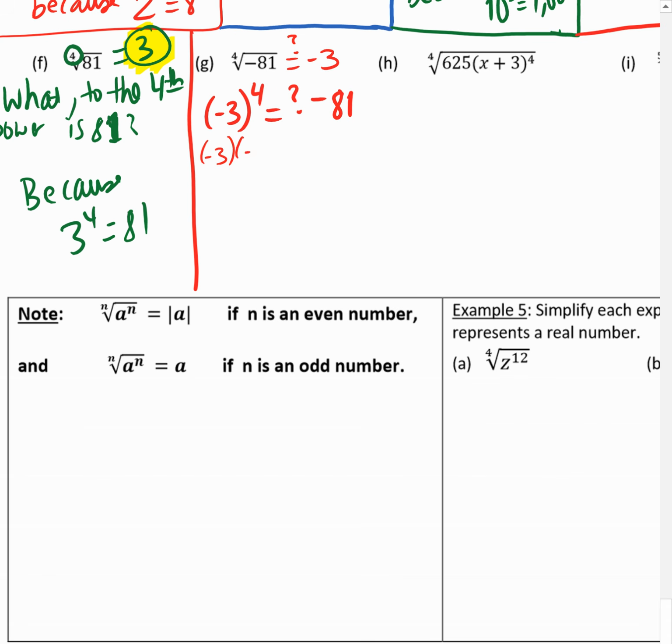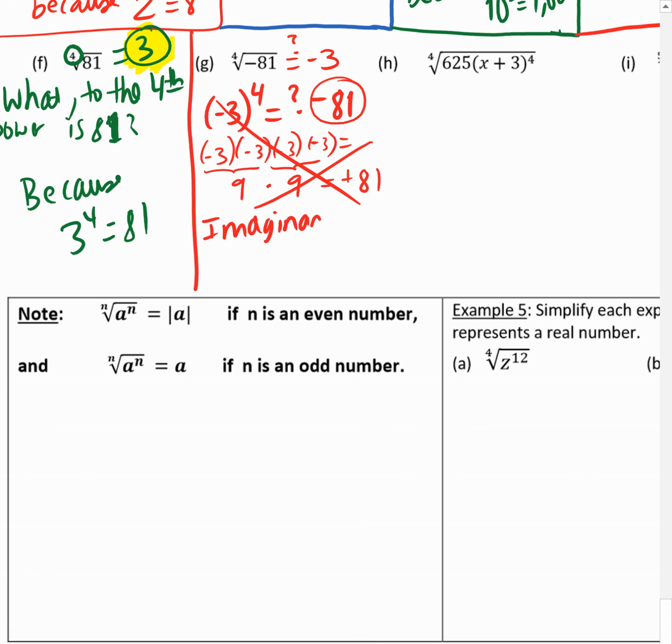Negative 3 times itself 4 times. Like we've said before, the negatives are going to pair up. Negative times a negative is a positive. Negative times a negative is a positive. It's going to give you a positive 81, but I need a negative. So I think we've learned that this one's imaginary as well. There's no way you can raise something to a fourth power and get a negative number.